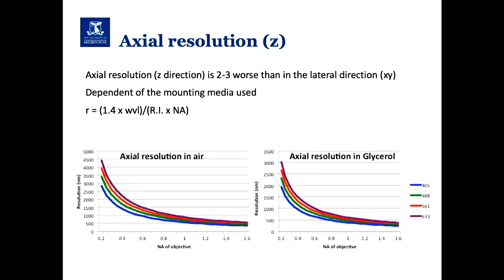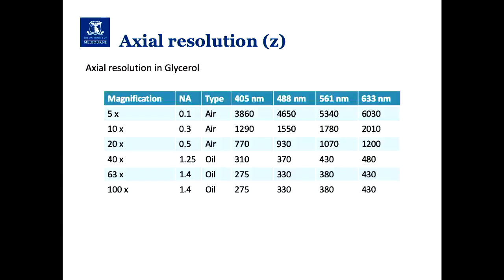We also have a resolution in Z that we have to take into account as well. What we'll tend to find is that your axial resolution is about 2 to 3 times worse than your lateral resolution. That's just the way objectives work. Now we've got another thing within the equation: it's dependent on the mounting media that we're using. So here we've got 1.4 times the wavelength divided by the refractive index of the mounting media multiplied by the numerical aperture. I've given examples here in air and also in glycerol. In the table for glycerol, on the 1.4, we're getting about 330 nanometer resolution in the Z direction. Again, that's a theoretical value. It's probably more in the 500 to 600 range in terms of actual measured resolution.